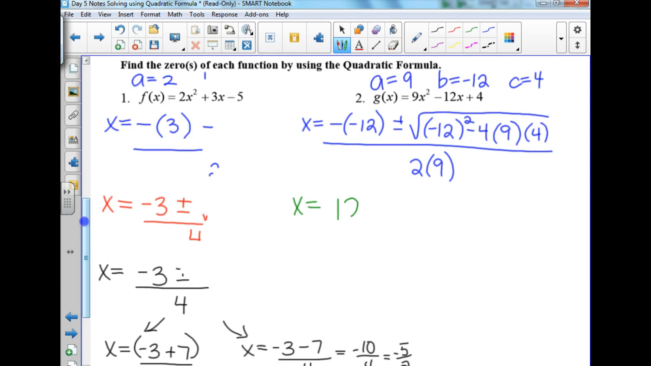X equals +12 plus or minus negative, is that right? 0. I think it's 0. I think, Tyler, you might have put a plus right there. No, I put a... You put a minus? Yeah, it should be 0 into the square root.